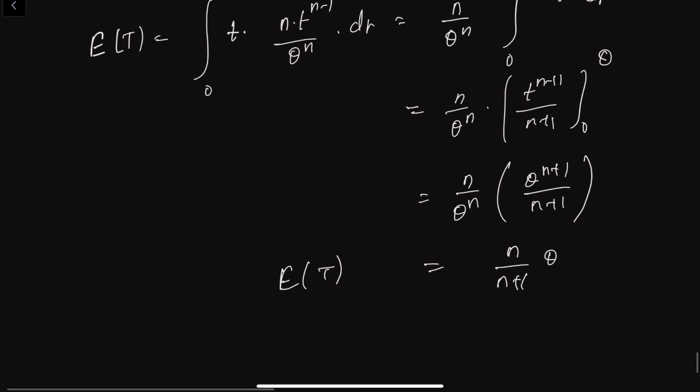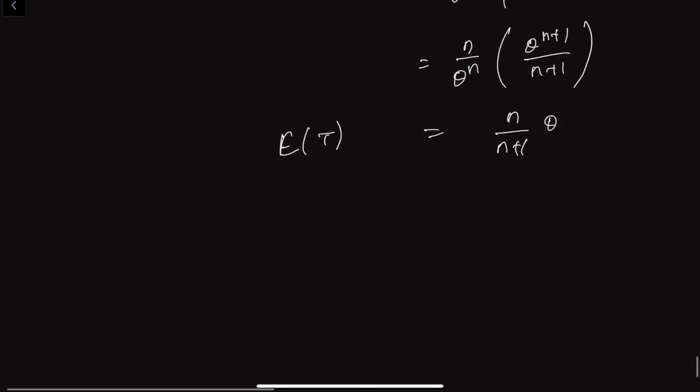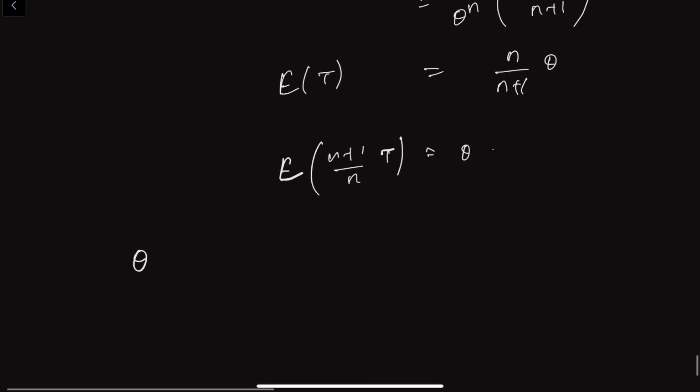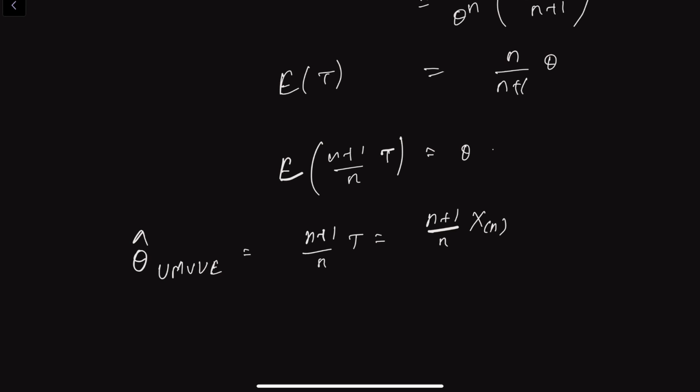That means it is biased downwards. We can make it unbiased by multiplying: n plus 1 by n times t has expectation theta. So the UMVUE is n plus 1 by n into t, which is n plus 1 by n into the nth order statistic. This is unbiased, and this theta hat is a function of the complete and sufficient statistic t, which is X(n), the nth order statistic.